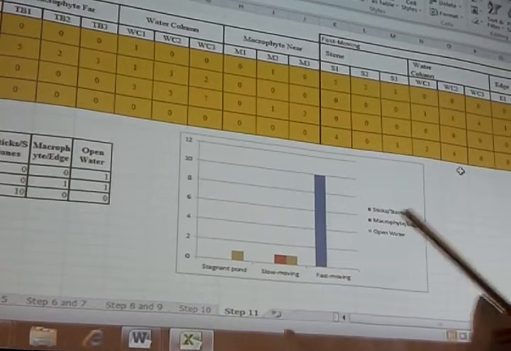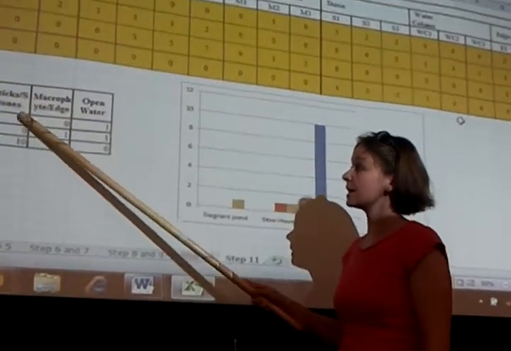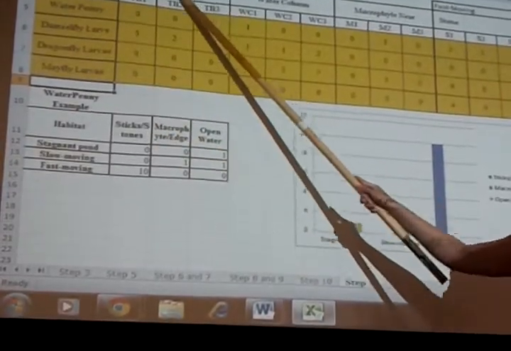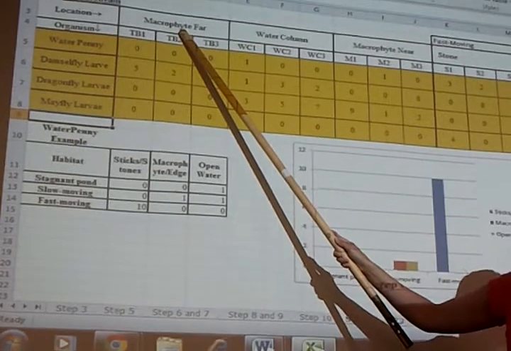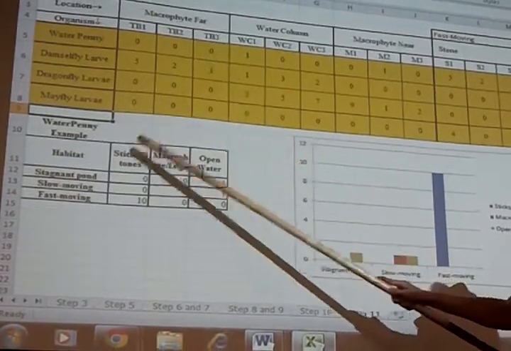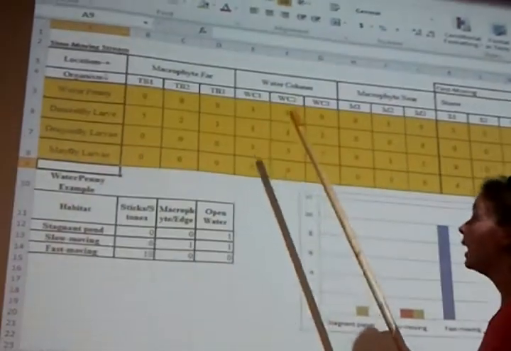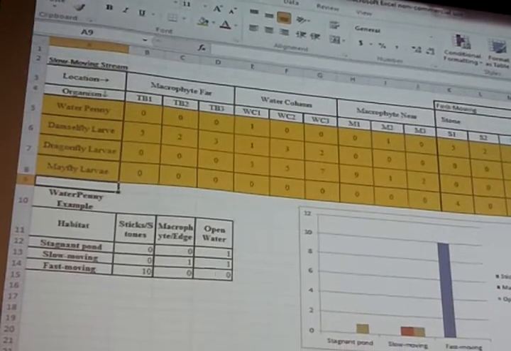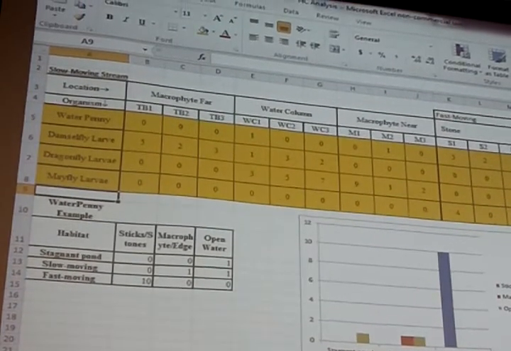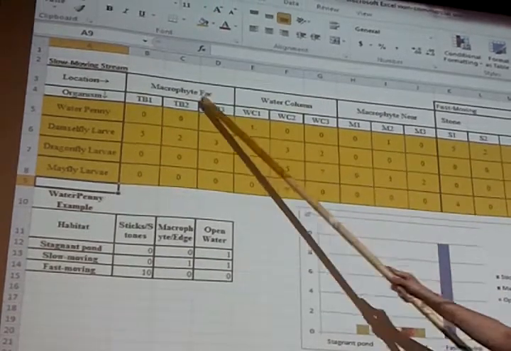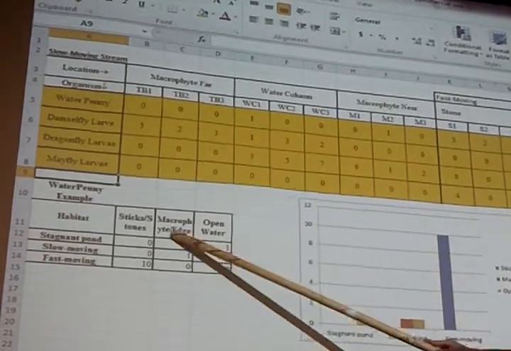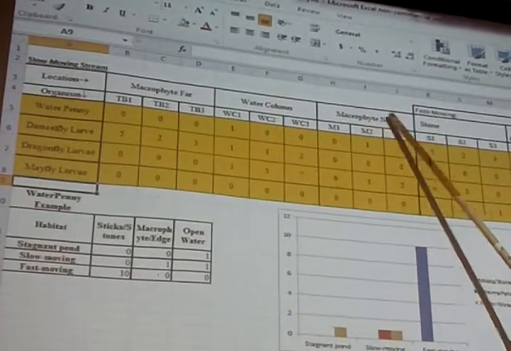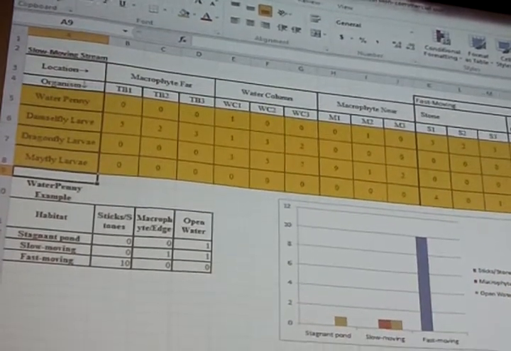Okay? So for our water penny example, all this means is sticks/stones. So instead of sticks, this should actually be macrophyte far. Remember, we didn't actually do sticks, we did the macrophytes instead. So forget the sticks, that should be macrophytes/stones. All that is saying is that these are considered a grouped microhabitat. The macrophyte far is analogous to the stone. The macrophyte edge, or macrophyte near, is considered analogous to the edge. That's just because that's the way we set up the contingency table. And then water column is obviously water column.